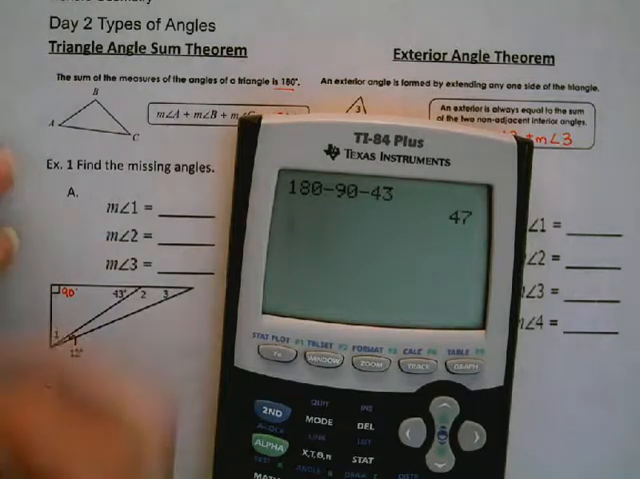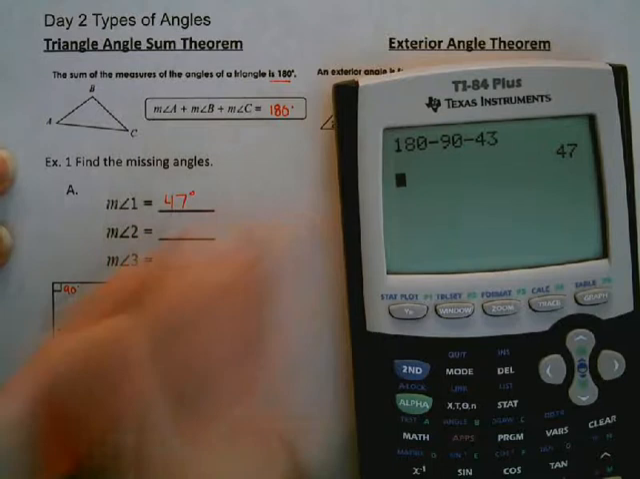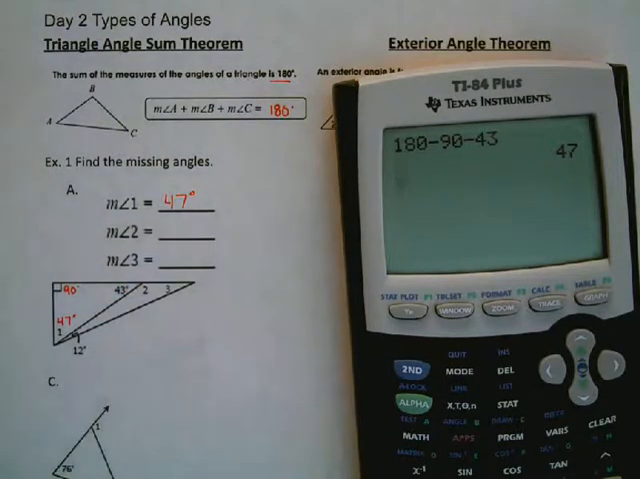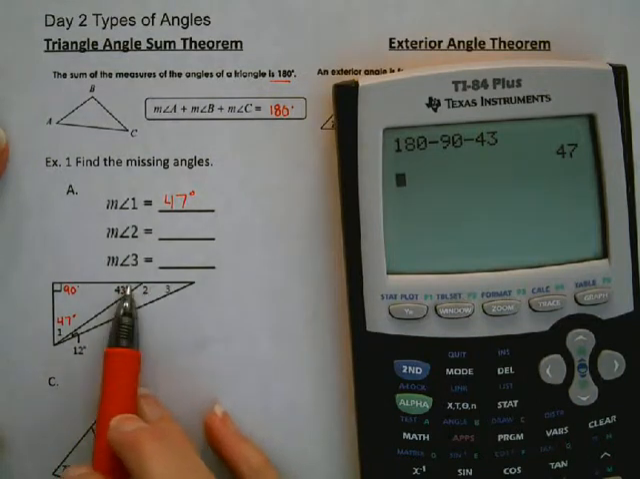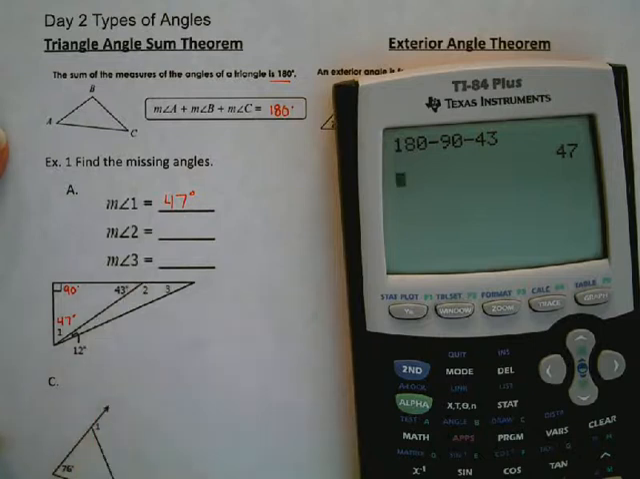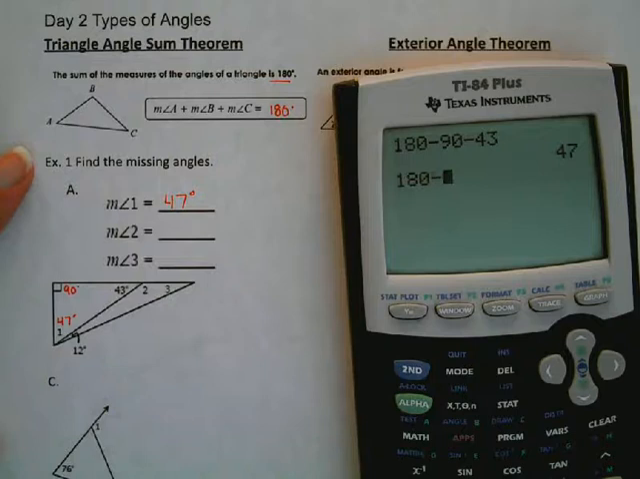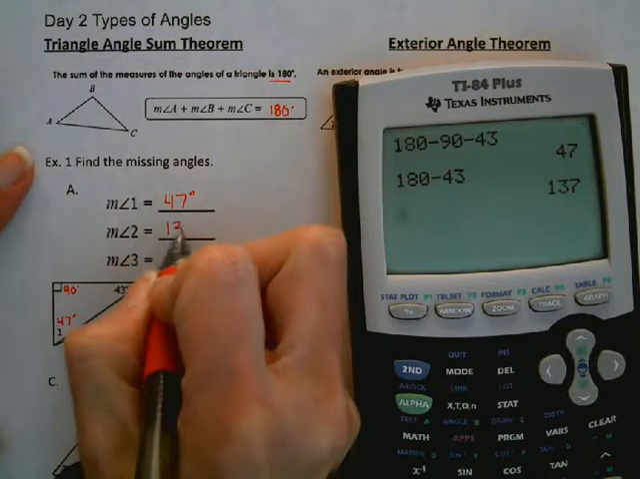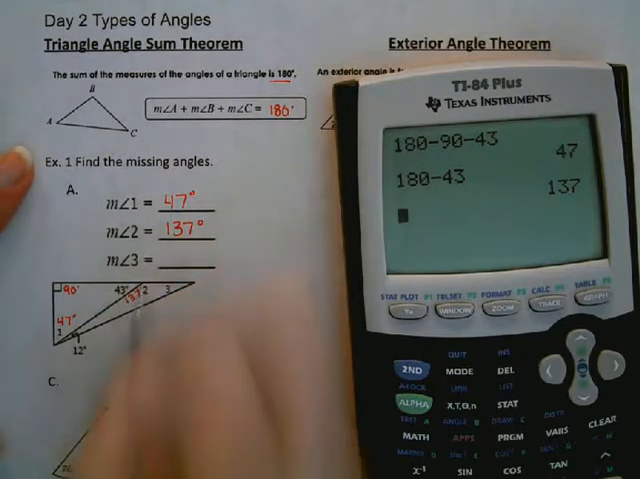So now I know in this picture this is 47 degrees, so I can put 47 down here in the corner. Angle 2. I thought of angle 2 as supplementary with angle 43 because this makes a linear pair. Two angles together that make a straight line is a linear pair. So if you do 180 minus 43, this is 137 degrees. Write that right there, 137.